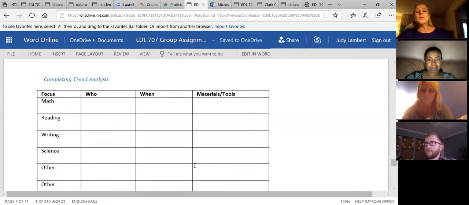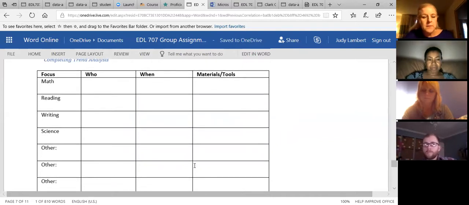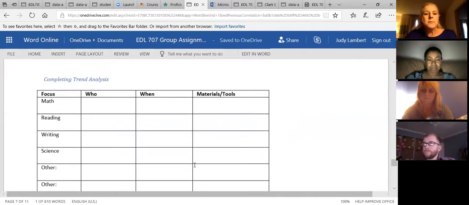Now, on the completing trend analysis, where it says math, who, when, materials, and tools, you're going to look at this because we know the school is below mastery. So you're pretty safe in assuming, now we're having to extrapolate some data, but you're pretty safe in assuming for the math, reading, writing, and science that they're below standard across the board because they have such a low percentage of kids meeting mastery.